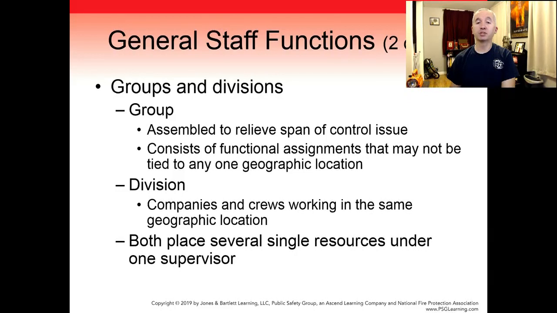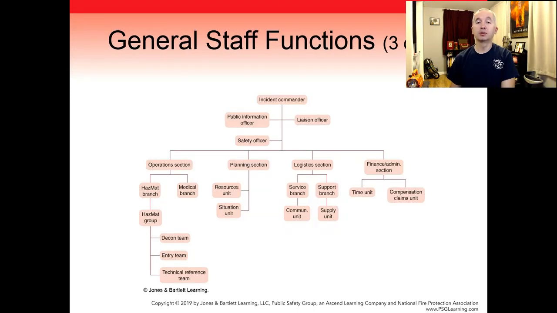With groups or divisions, the hazardous materials group is led by a hazardous materials group supervisor. It is often established when companies and crews are working on the same task or objective. A group is assembled to relieve span of control issues and is considered to consist of functional assignments that may not be tied to one geographical location. A division refers to companies and crews that are working in the same geographical location. Groups and divisions place several single resources under one supervisor.